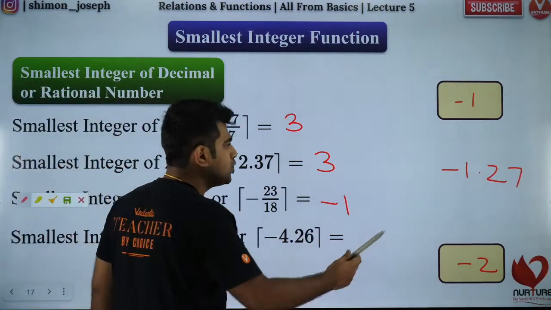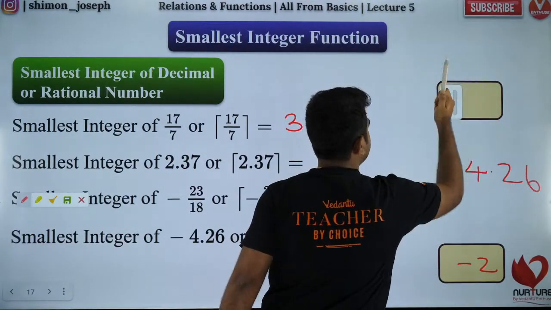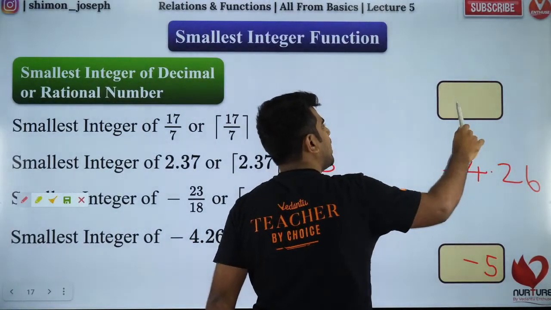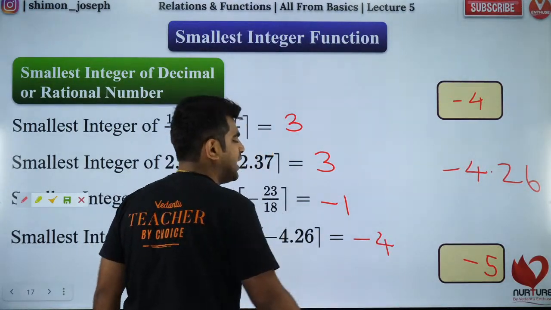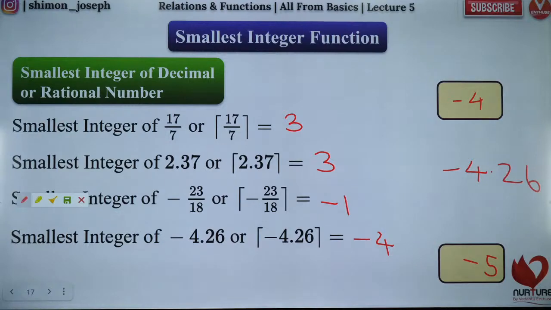For the fourth one, let's do it. If you have minus 4.26, what will be the answer? The previous number will be minus 5 and the next number will be minus 4. So the answer is going to be minus 4. As simple as that. Did you all like it?